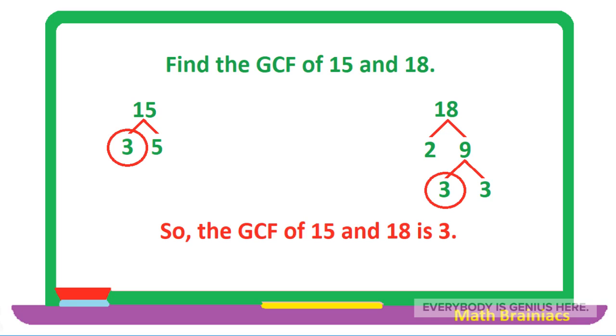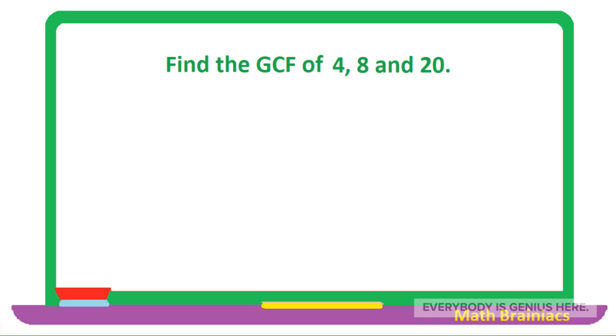It is easy, right? Just look for the common factor after you make the prime factorization tree of the two given numbers. Let us work on another example so that you can understand it well. This time, let us look for the GCF of three numbers. Find the GCF of 4, 8, and 20.